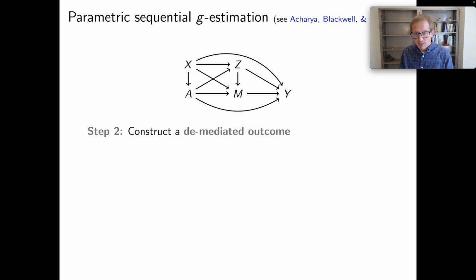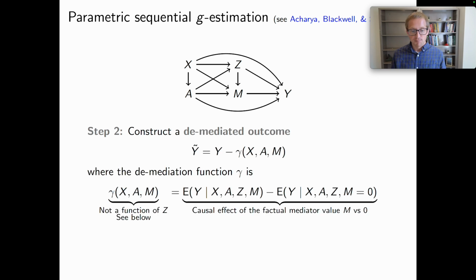Then our second step was to construct this demediated outcome, where we take our outcome and we subtract off what's called a demediation function. This demediation function is the expected value of Y within a subgroup minus the expected value of Y within that subgroup among those where the mediator takes the value of interest, 0.